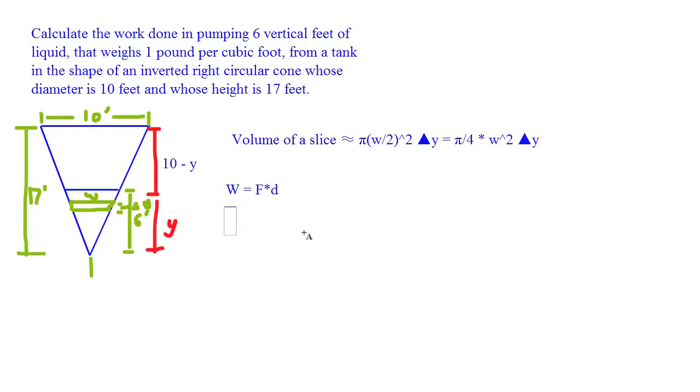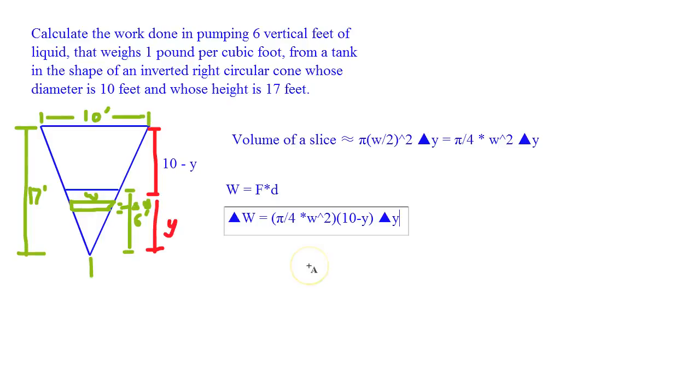So delta W is going to be our volume, which is pi fourths times w squared, and then times the distance, which is going to be 10 minus y, and that's going to be delta y. There we go. And so it's beginning to look like this.